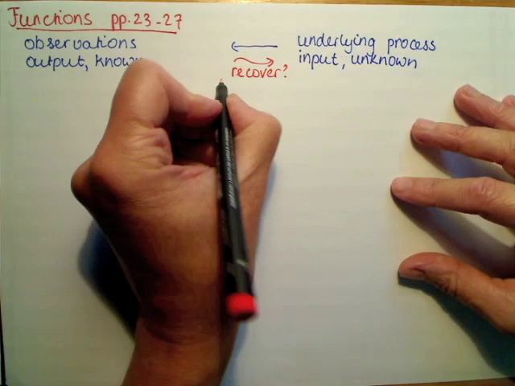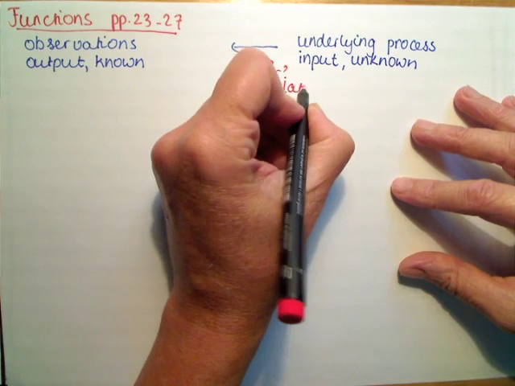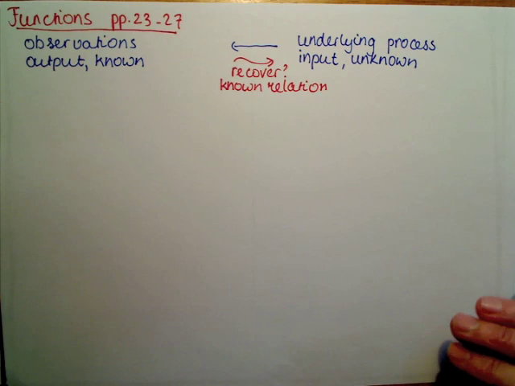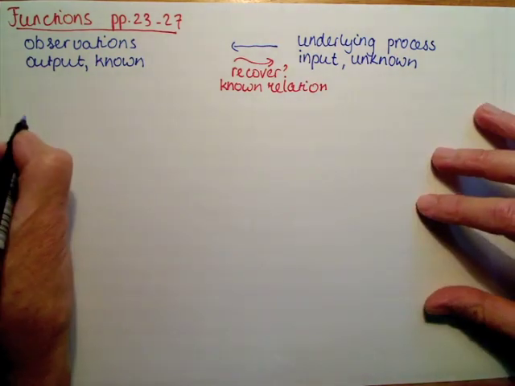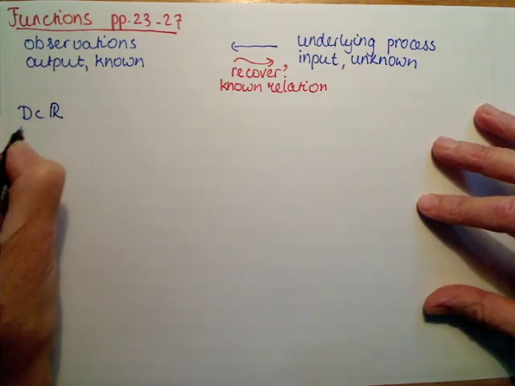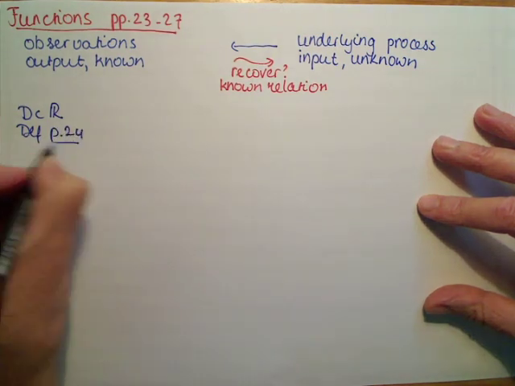Now, the simplest case is when there is a known relation between input and output. The simplest variant of this is called a function. So to introduce it, let D be a subset of the reals, and a function is defined as follows. You can find it on page 24.